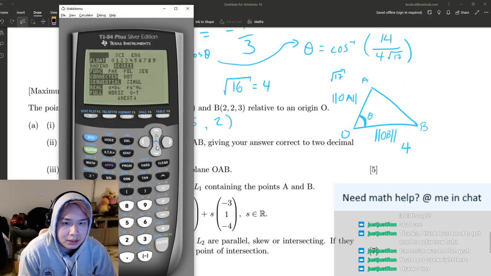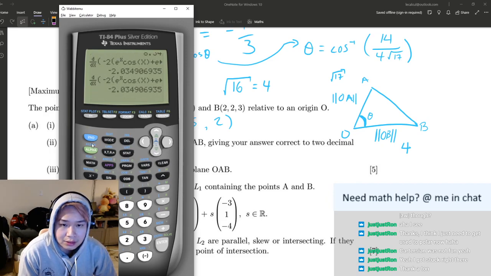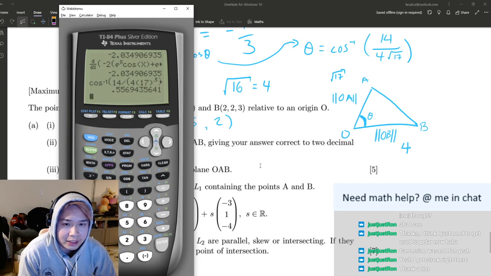Okay, mode. Make sure I'm in radians. So inverse cosine of 14 divided by 4 root 17. So 0.557.